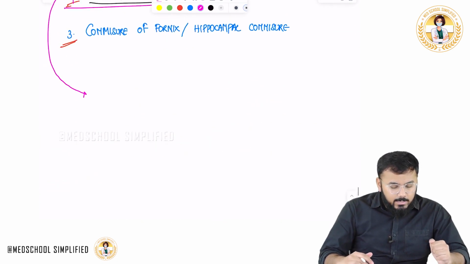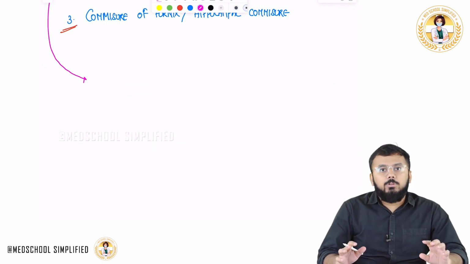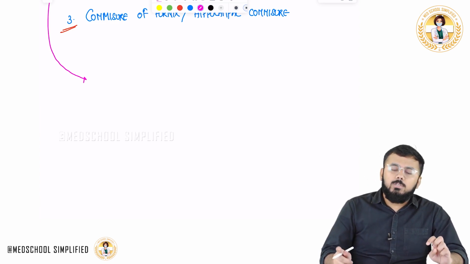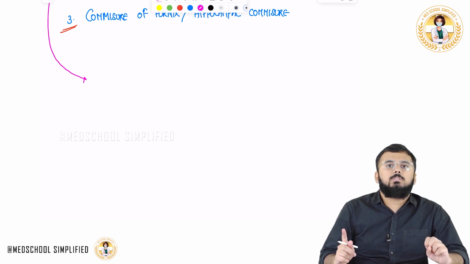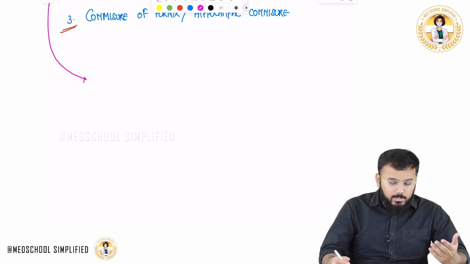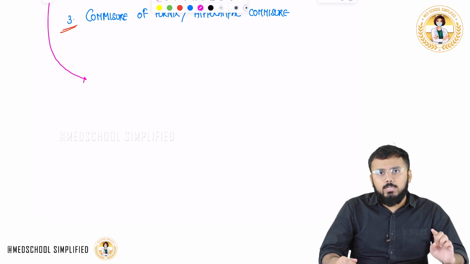Now, what is this anterior commissure doing? Anterior commissure will join the rhinencephalon. In the previous lectures, I have told you what the different components of rhinencephalon are. Please watch those lectures.